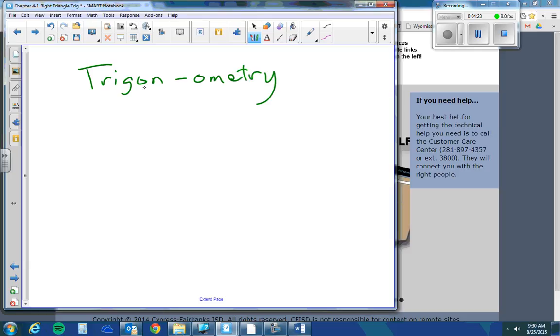So that's one reason they're important. The other thing is, basically, if you ever deal with anything that rotates, there's a lot of things that rotate, wheels, gears, they all involve trigonometry, okay?